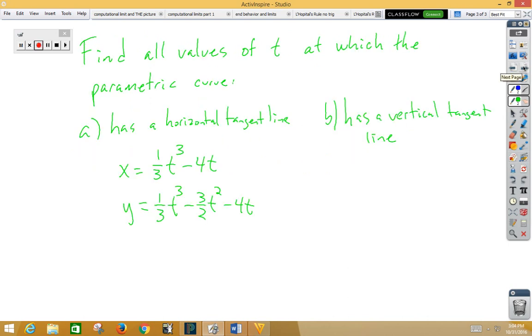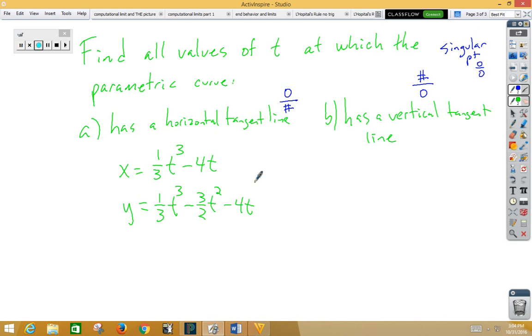In our third example, find all values of t at which the parametric curve A has a horizontal tangent line, B has a vertical tangent line. Remember, a horizontal tangent line is going to happen when you get 0 over a non-zero number. A vertical line is going to happen when you have a non-zero number over 0. If we get double zeros, that would be what is known as a singular point. So we need to watch out for our 0 over 0.